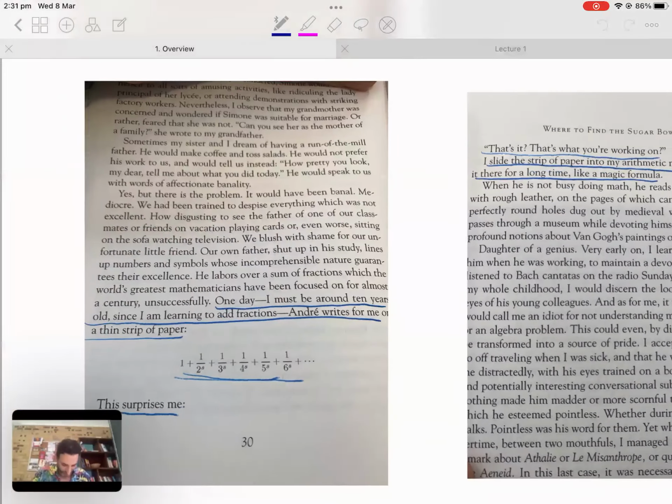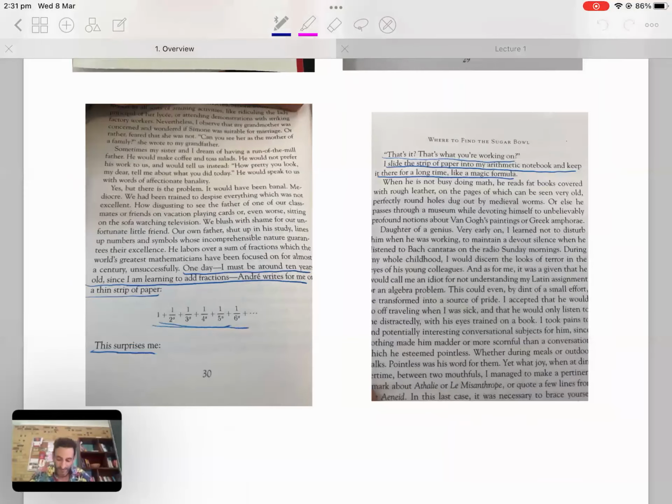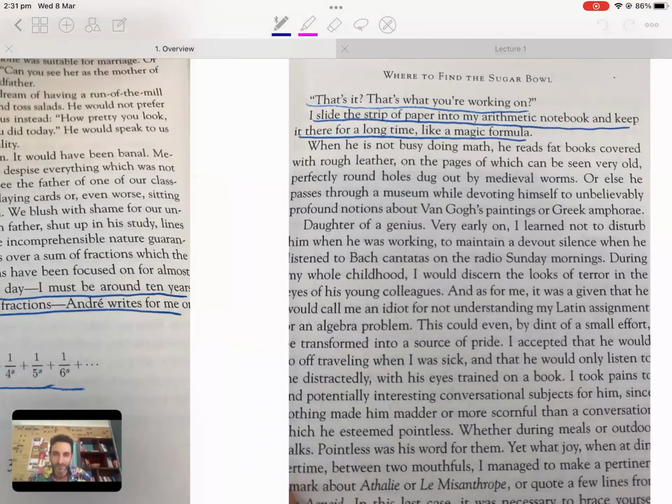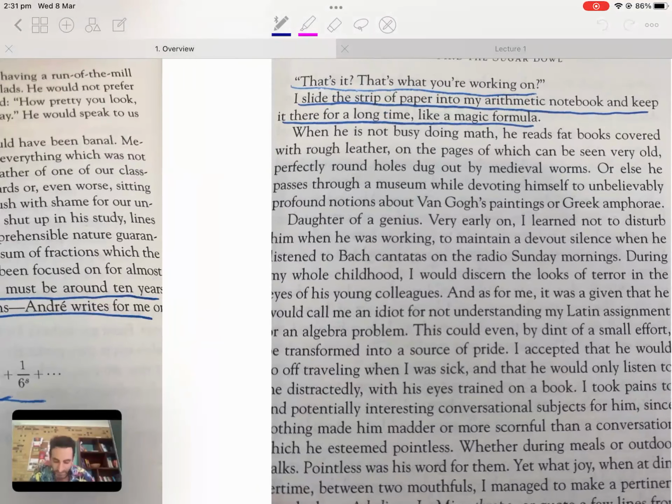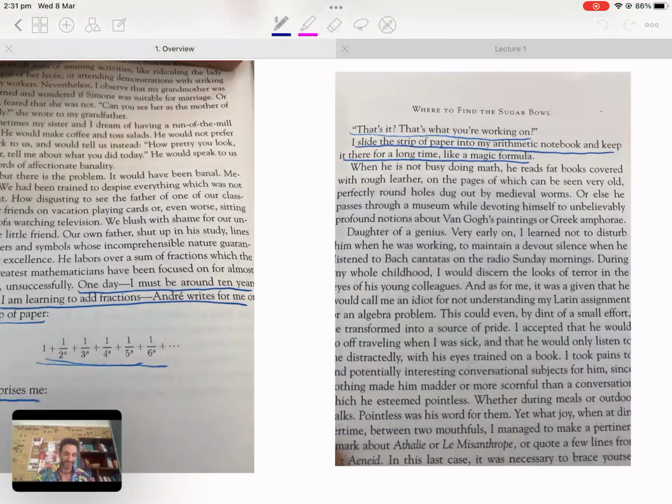One day, I must be around 10 years old, since I'm learning to add fractions, André writes for me on a thin strip of paper 1 + 1/2 to the s plus 1/3 to the s, etc. This surprises me. That's it? That's what you're working on? I slide the strip of paper into my arithmetic notebook and keep it there for a long time, like a magic formula. I like that apt image of the Riemann zeta function, which André Weil was working on, thinking about all of his life.